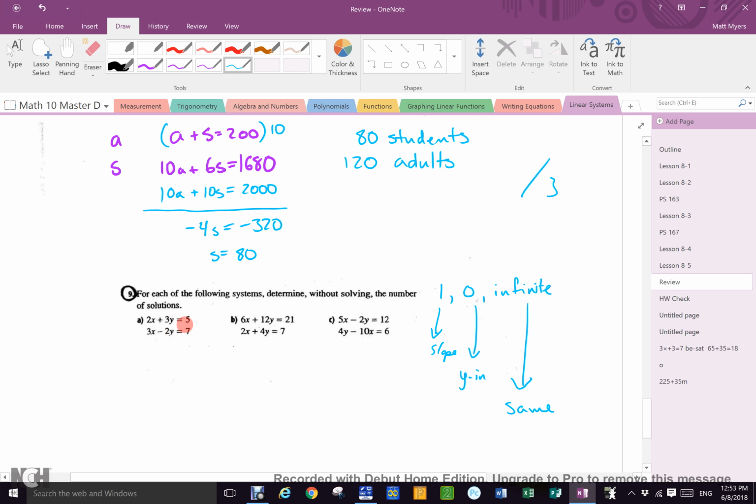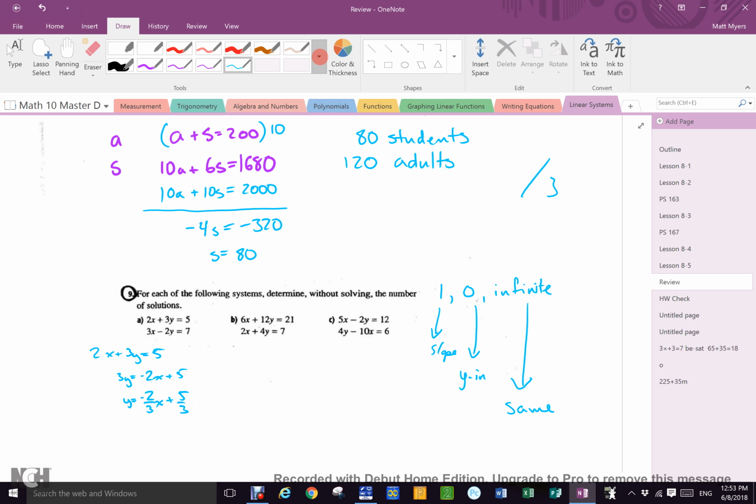2, 3, 3, 2, 5, 7. That's not a same situation, is it? So right away we know infinite is out. So it has to be 1 or 0. So I check the slope. This slope here, 2x plus 3y equals 5. 3y equals negative 2x plus 5. Y equals negative 2/3 x plus 5/3.